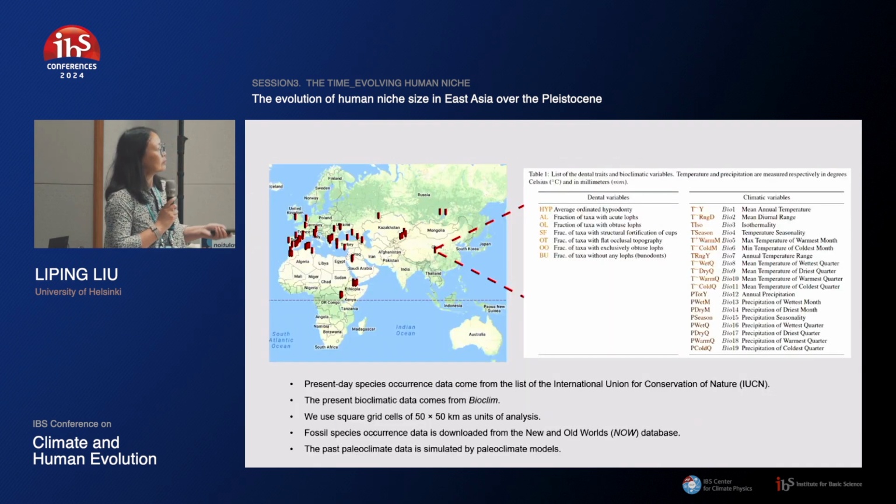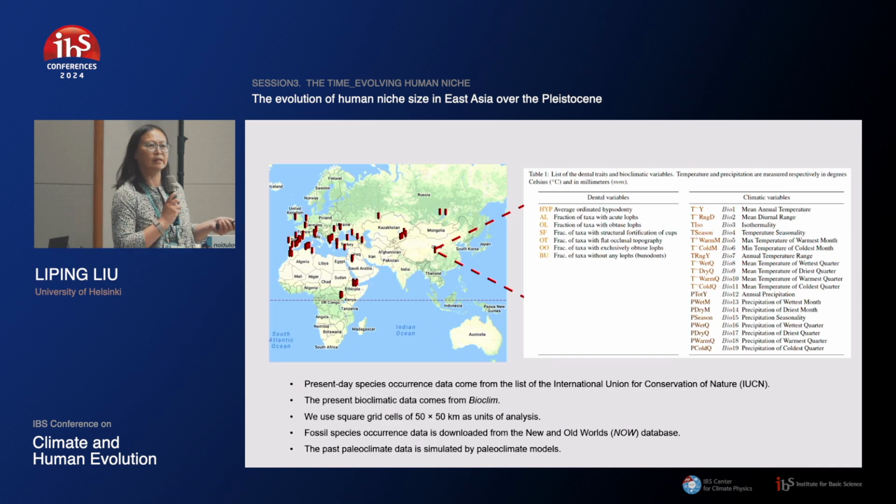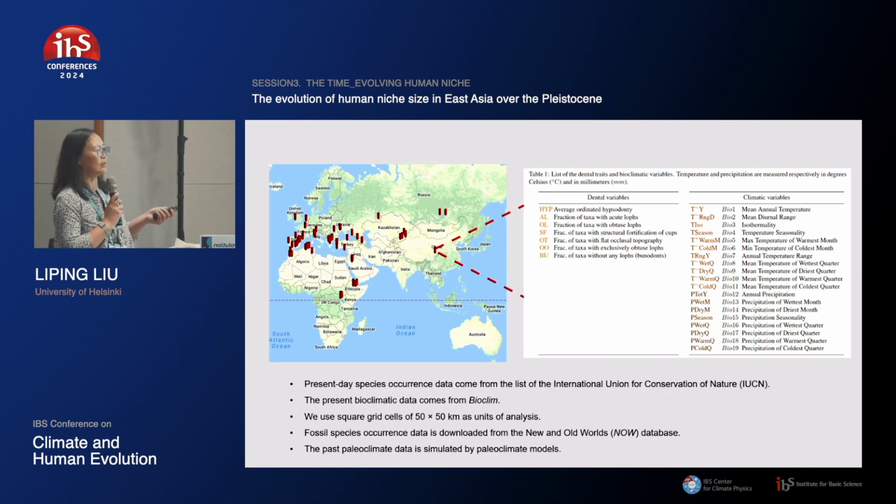By this, we have a set of dental ecometrics, and in another way, we have a set of climate variables. So for each analyzed grid cell, you have two sets of these variables. Then, of course, you can explore the correlation between the mammals and the climate. We use both modern data for the animals and the climate, and also we use the fossils for the past and the paleoclimate simulation from climate modeling.